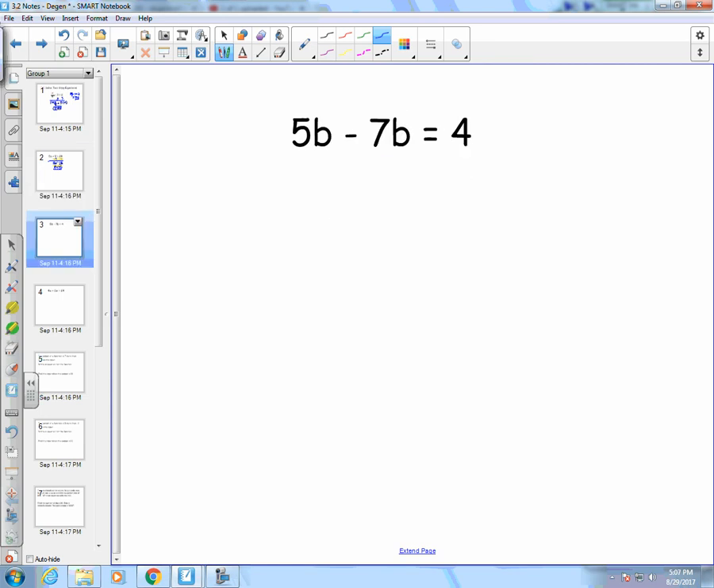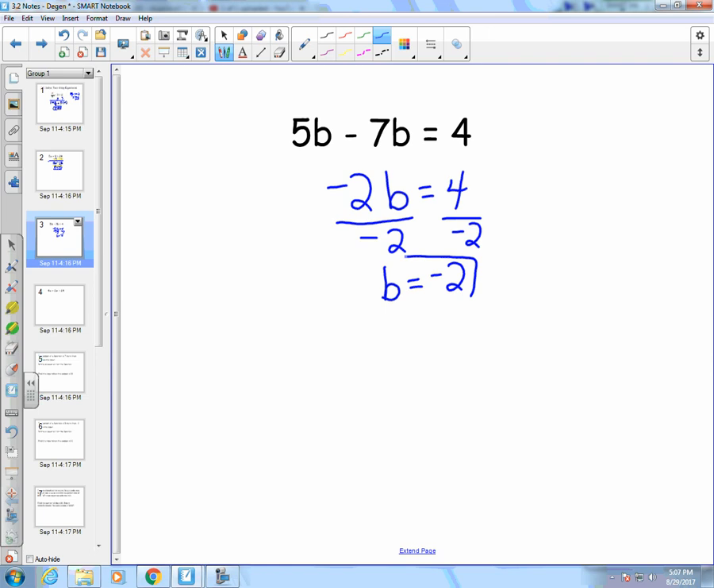Let's try another problem where you have combining of like terms first. So you have 5b minus 7b. That gives you a -2b equal to 4. And now we're down to a one-step. So divide by -2 on both sides so that b is equal to -2. Combining those like terms is a good idea.